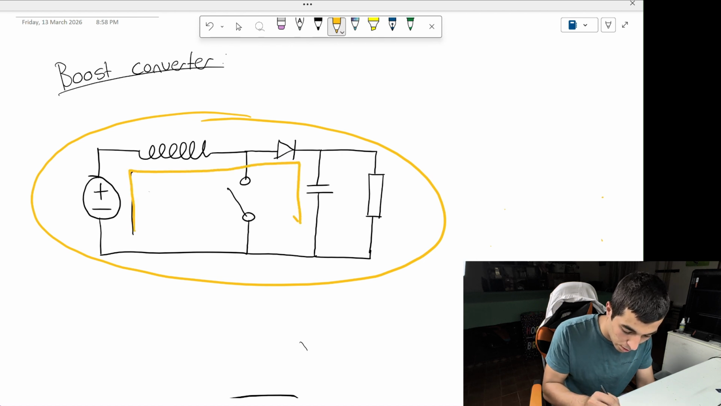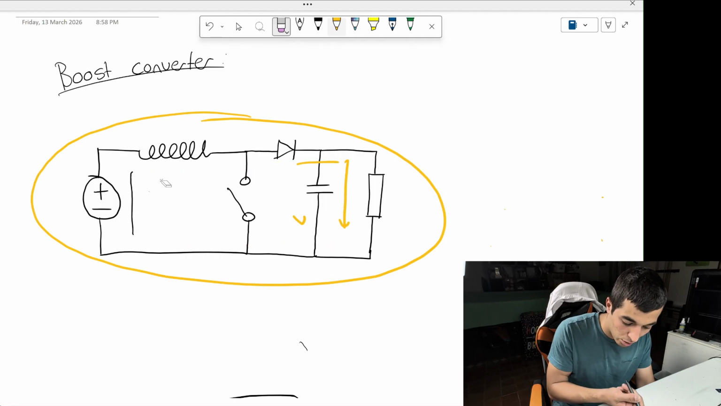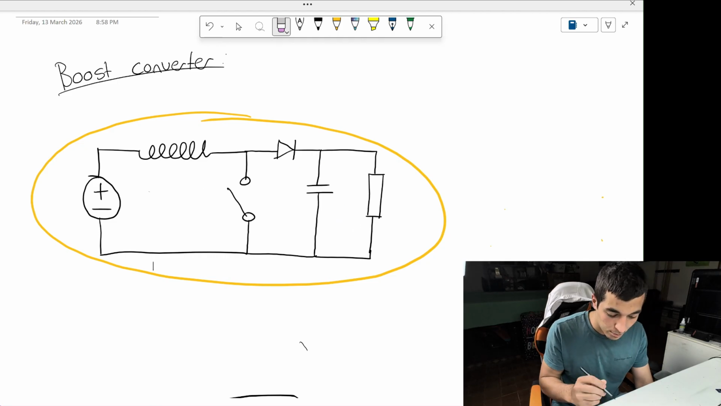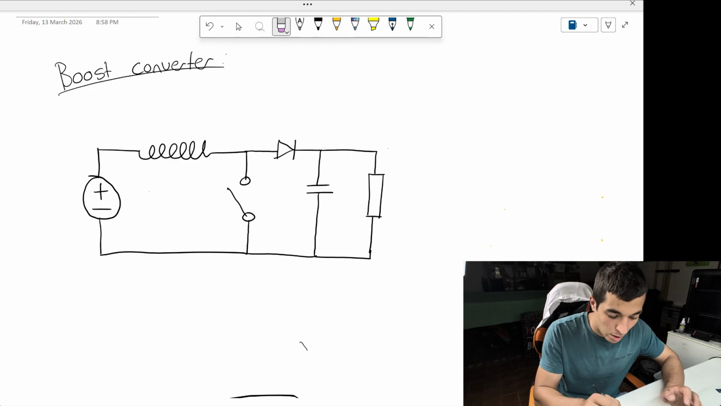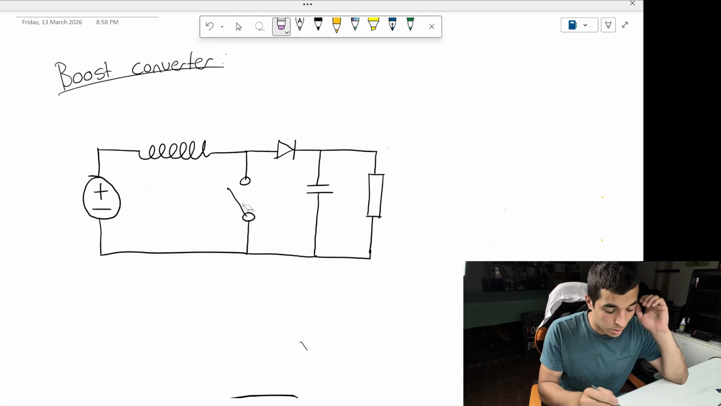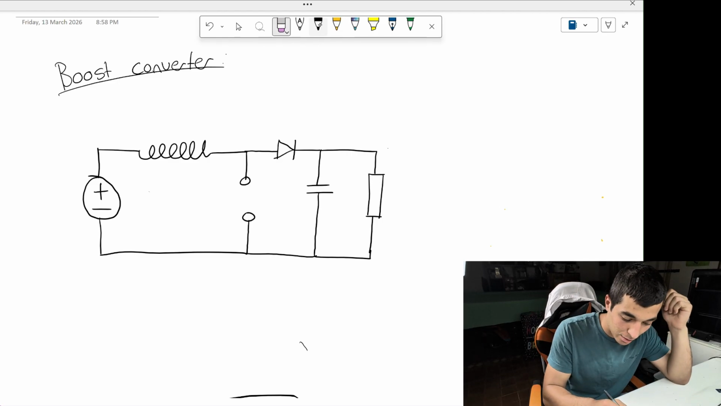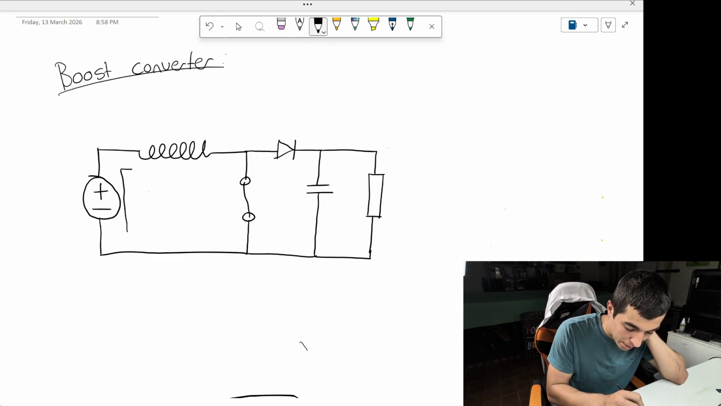It goes through the capacitor, goes through the load, and then back to ground. Okay, we have those two cycles in the boost converter. All right, so we're going to charge first. Close the switch.